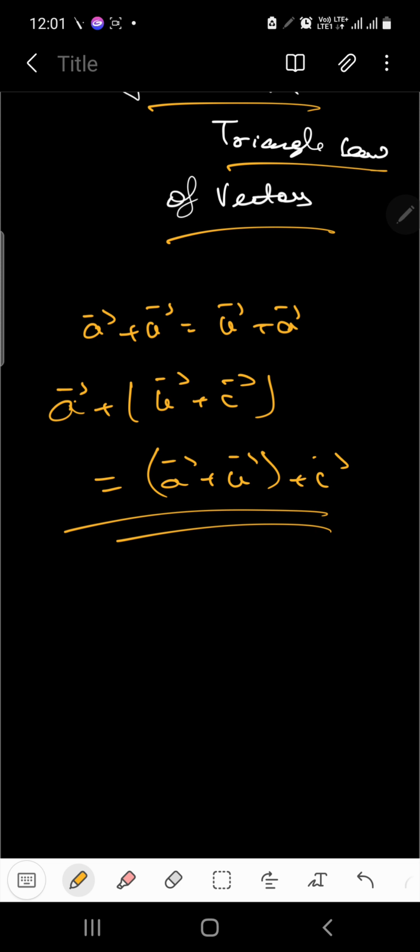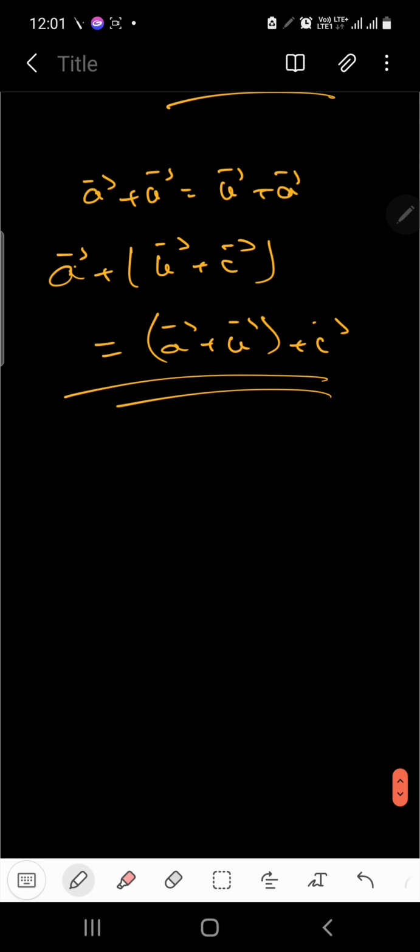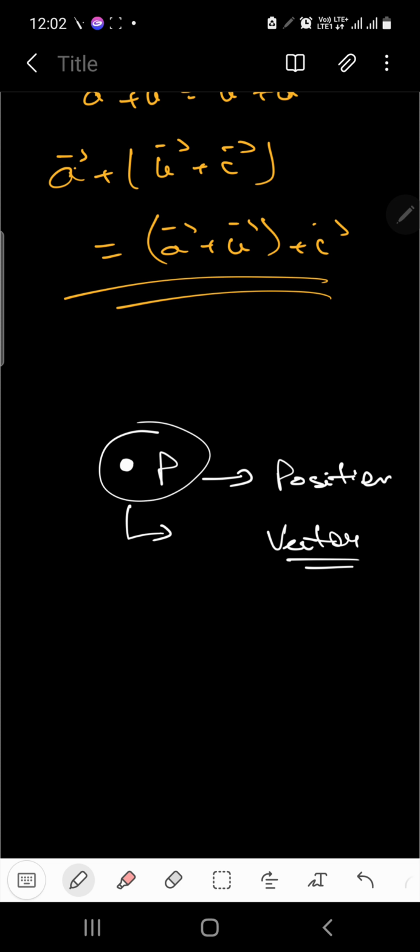Next we talk about position vectors. What are position vectors? Position vectors actually determine points. Suppose you have a point like this, P. Now this P can also be represented as a vector by taking some point as a reference point. We usually take the reference point to be the origin. So with respect to the origin, this may have a vector representation. This vector representation of a point is called the position vector. Clear?